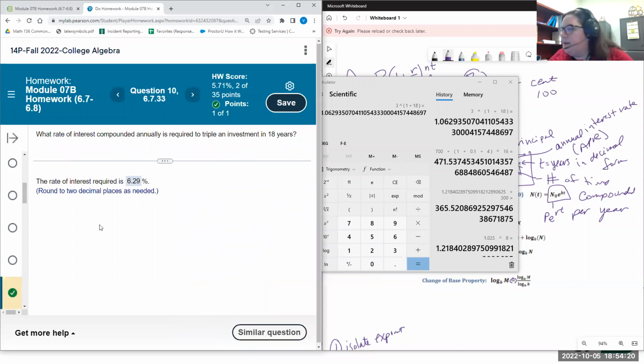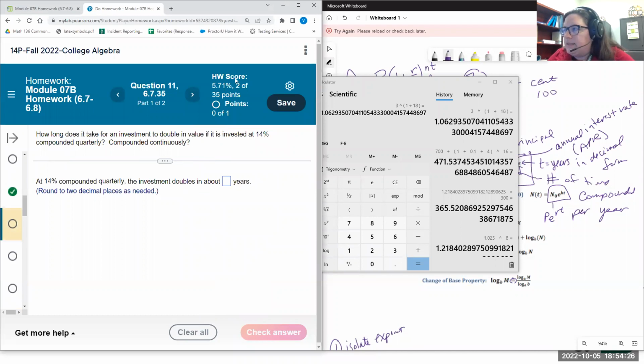Next up, I want to look at number 11, just part A. How long does it take? So now we're looking for the time. How long does it take? In fact, I think I'll actually do the second one because we haven't done a continuously compounded yet. So compounded continuously, you would use A equals Pe to the rt. We're solving for t. The 14% means r is 0.14.